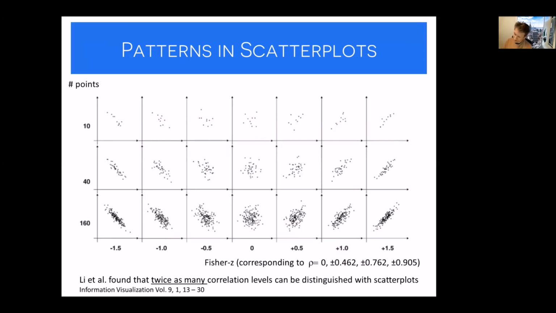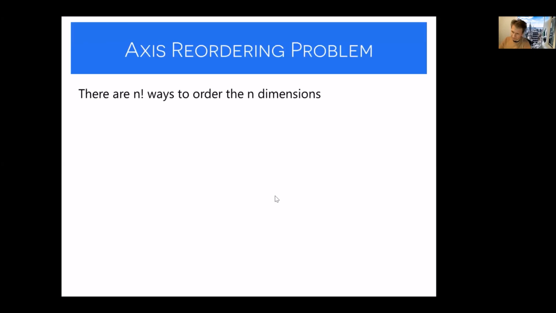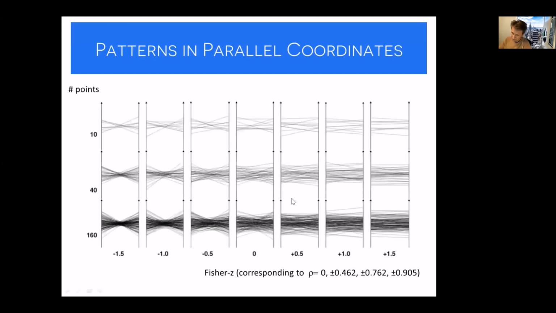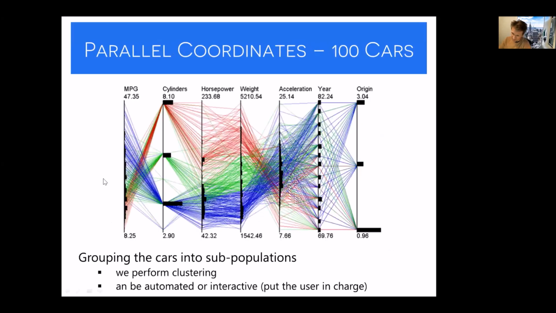Parallel coordinates don't show you correlations as well, but they can, just not as well. Scatter plots, on the other hand, show you correlations better, but they don't allow you to really see n dimensions at the same time, right? You have to build a matrix of scatter plots, and we're going to talk about that in a second in another slide.